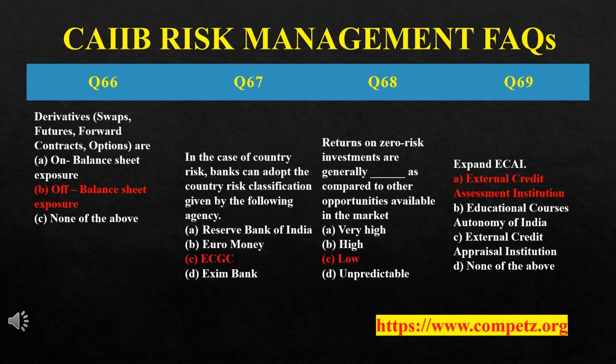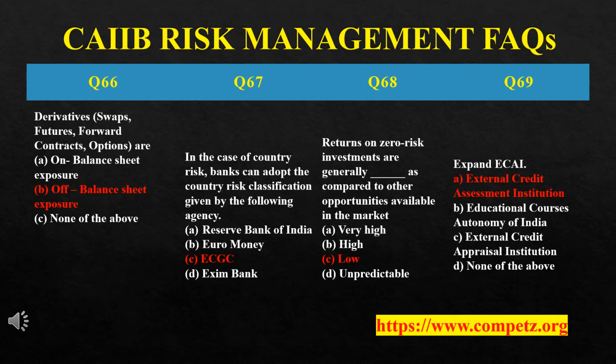Then next question. In the case of country risk, the bank can adopt the country risk classification given by the following agency. Which agency? This is very simple and important too, my dear friends. The name itself suggests country risk. Means the banks can adopt the country risk classification given by which agency? ECGC agency. Always remember, ECGC agency.